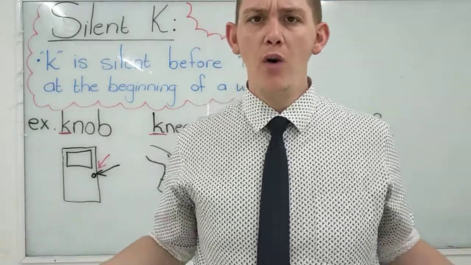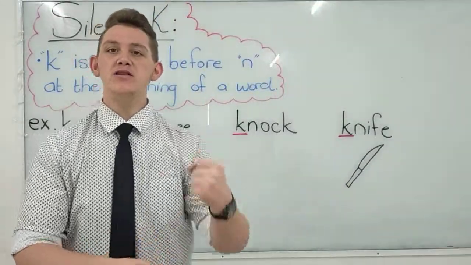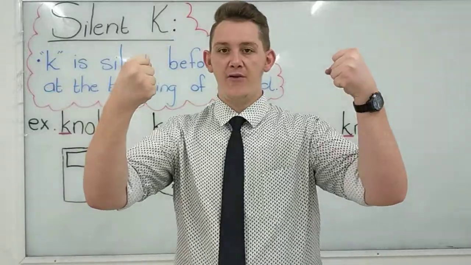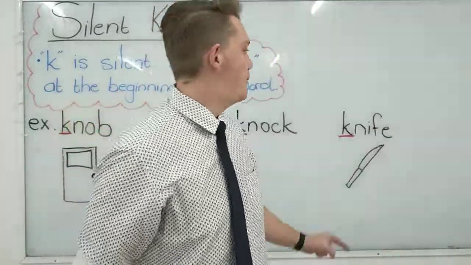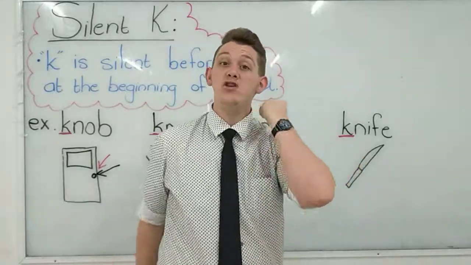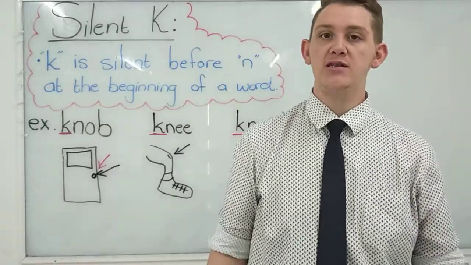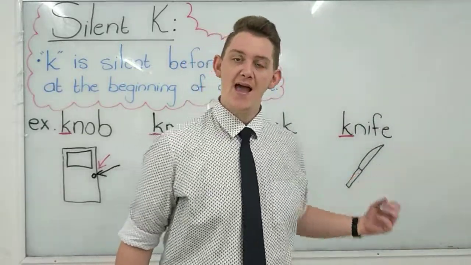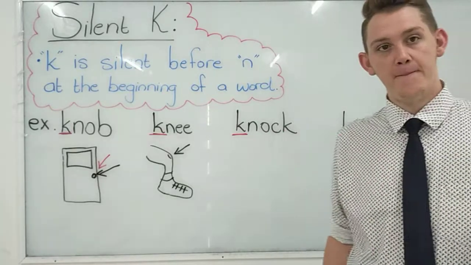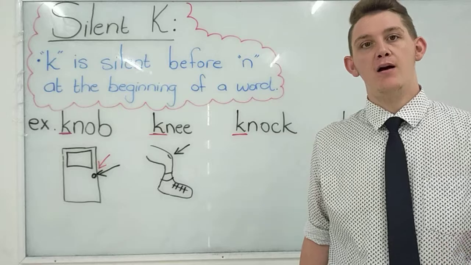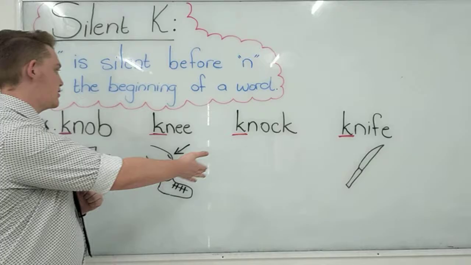Alright? And you know what a knife is, right? A knife is right here. We use a fork and a knife to sometimes eat. Some of you use a spoon, but a knife is very sharp. So you have to be very careful when you use the knife. It has a silent K. Knife. Very good. Can you see the pictures?